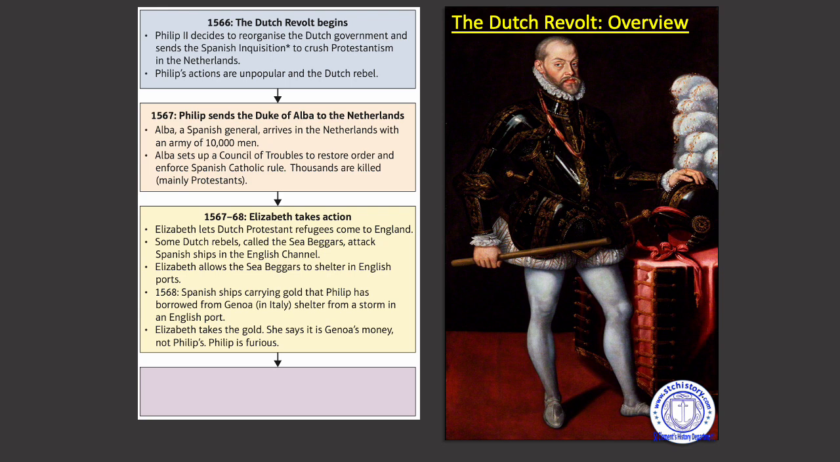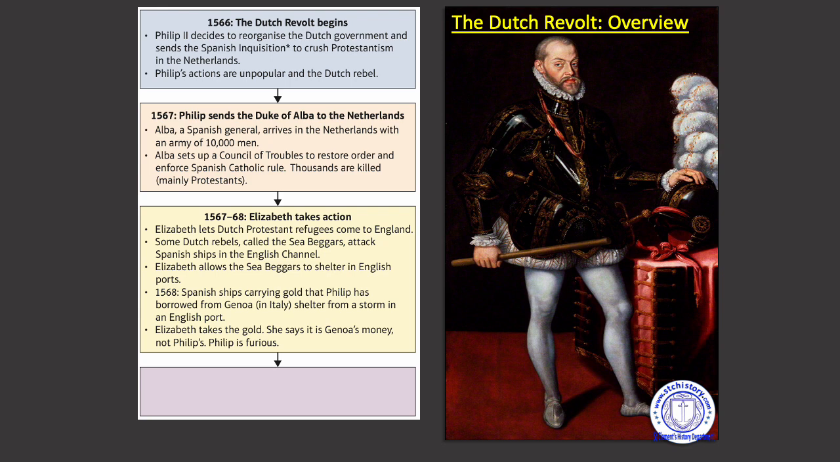So the fact that she's allowing these sea beggars to attack Philip's ships and then dock in English ports is just angering Philip a little bit more. You could argue clearly this is Elizabeth's actions that's leading to some of this. But she is trying to be a nuisance. She is not trying to go to war with Philip.